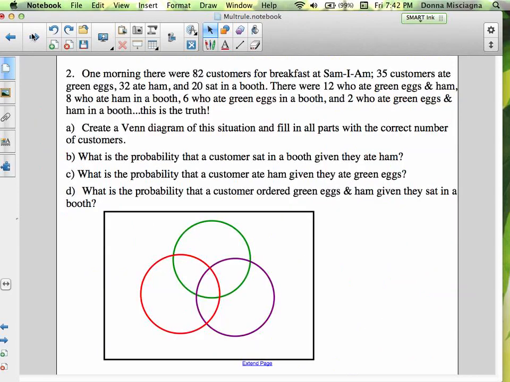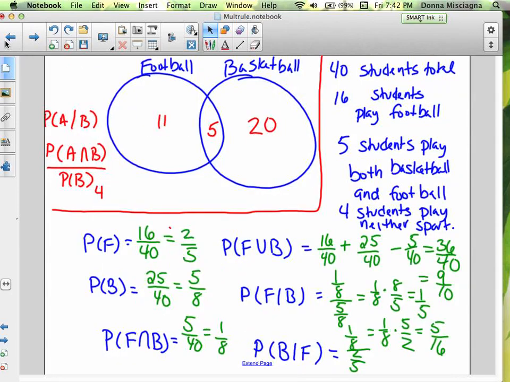And here it is, like I promised. Tried to color code this. I've got 3 different circles here. So this one is a more complicated Venn diagram. The one we just did here only had 2 circles.